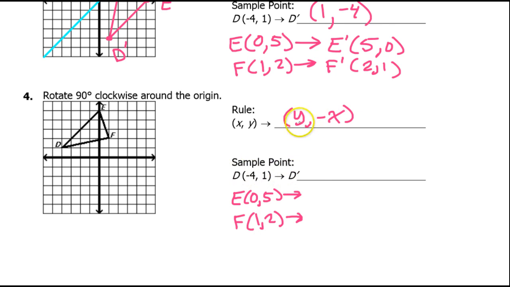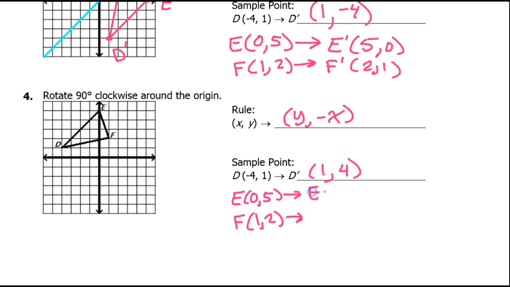So the rule says y, opposite of x. The y value is 1. The opposite of x is positive 4. And notice why it's so important to say opposite of x. If I say negative x, I would be tempted to put a negative sign on the 4, but that would be wrong. This negative sign in a rule means the opposite of x. If x is already negative, you have to make it positive.